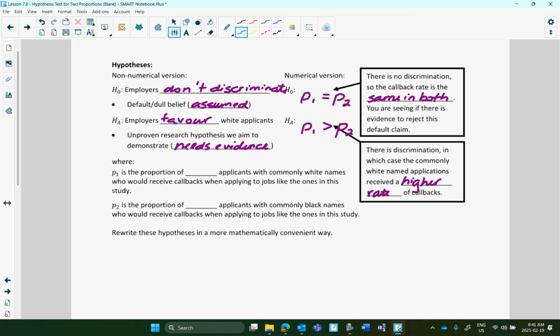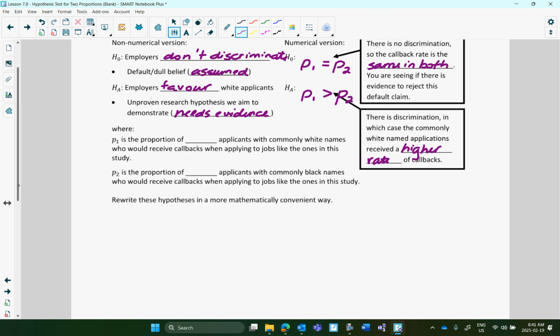So remember, when you are doing a hypothesis test, regardless of whether it's one proportion or two proportions, we have to state H0 and HA mathematically, and then we have to say what the variables represent. So p1 is the proportion of commonly white names who got a callback. p2 is the proportion of black who got a callback. Okay. Remember, we're taking our sample and applying it to the population.